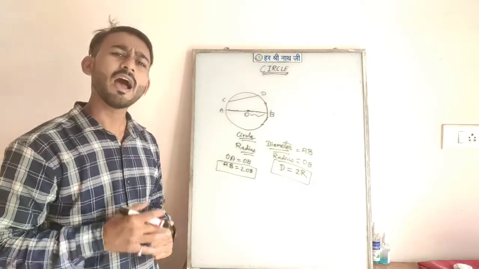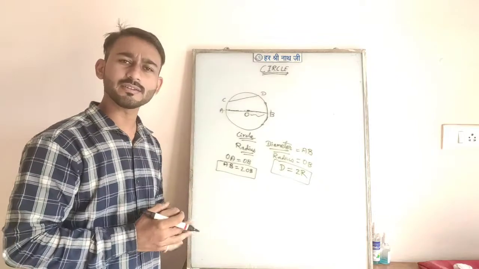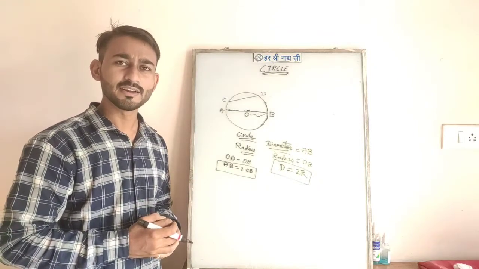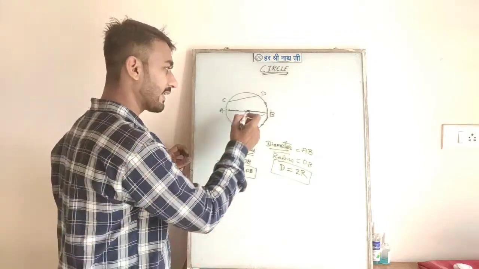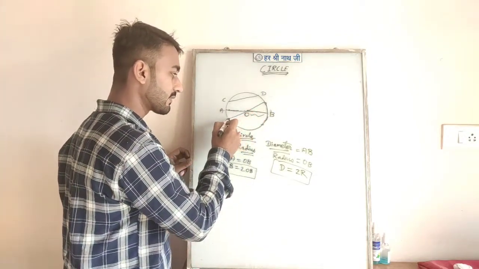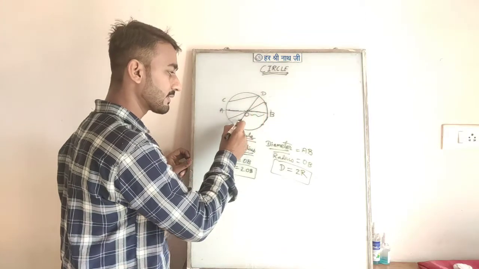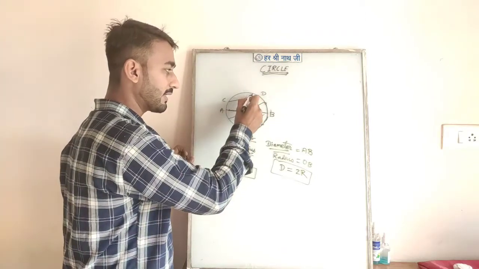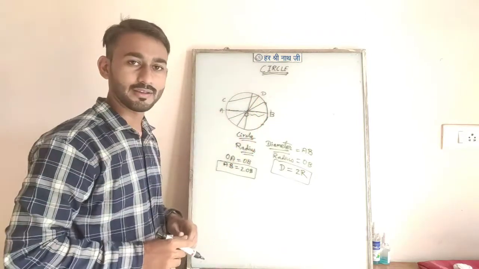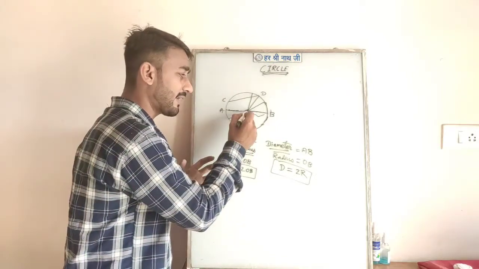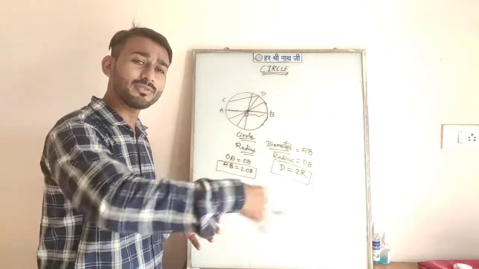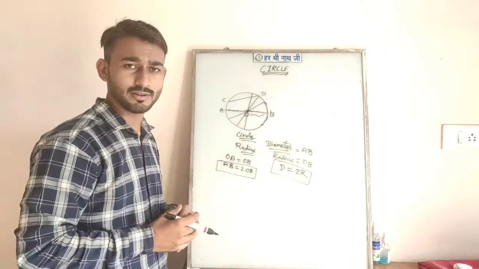Now you might think, how many diameters can we draw inside a circle, right? So the answer is infinite. Why infinite? See, I can draw a diameter like this, I can draw a diameter like this, I can draw a diameter like this, and so on, right? So make sure you have this fact clear, that there can be n number of diameters that we can draw inside a circle.